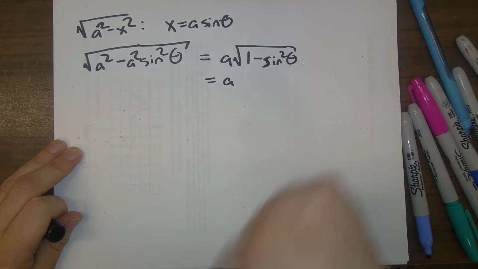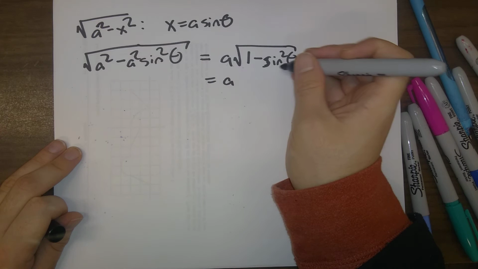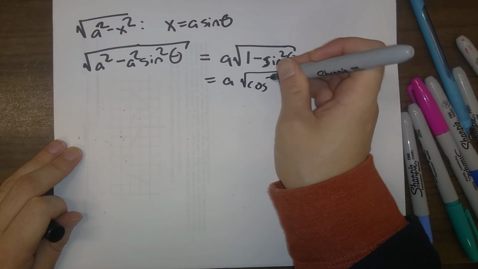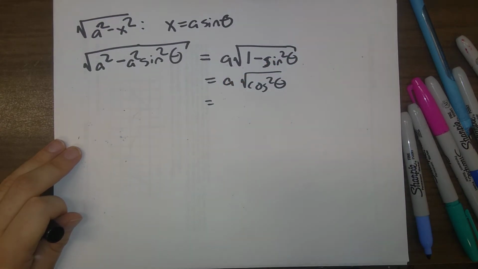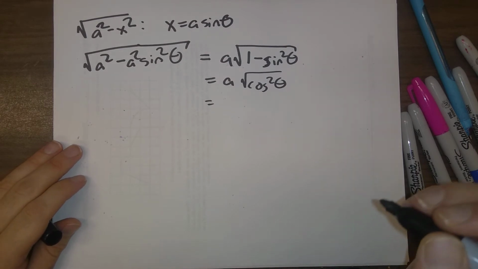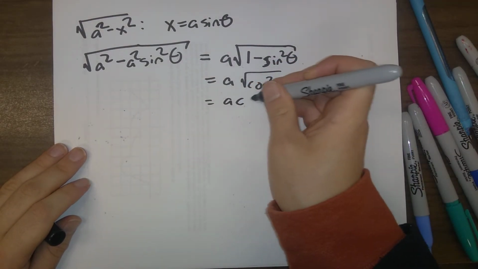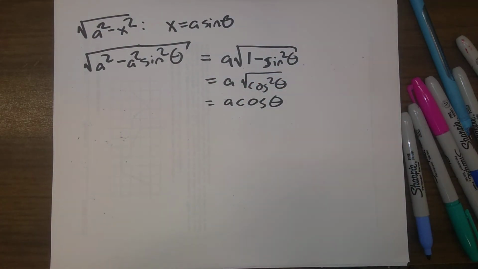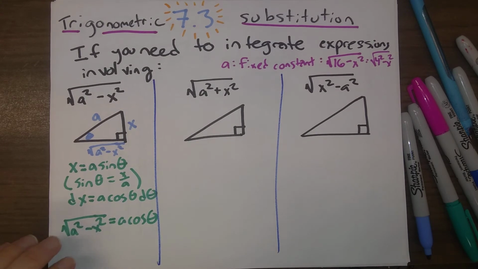And of course, that is going to be the square root of cosine squared theta. And again, if we're assuming cosine theta is positive, this just becomes a cosine theta. So that's what's going on in this first case.